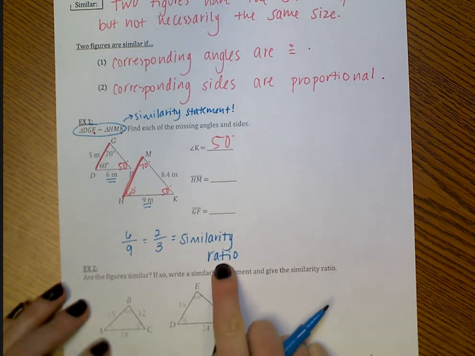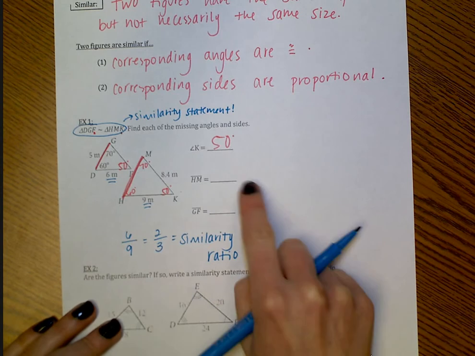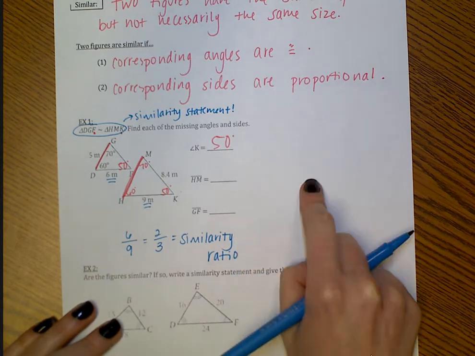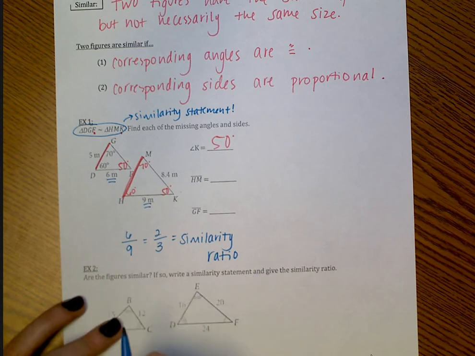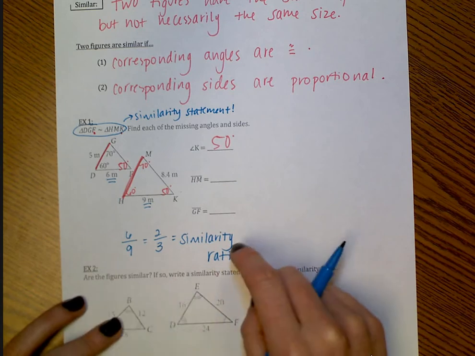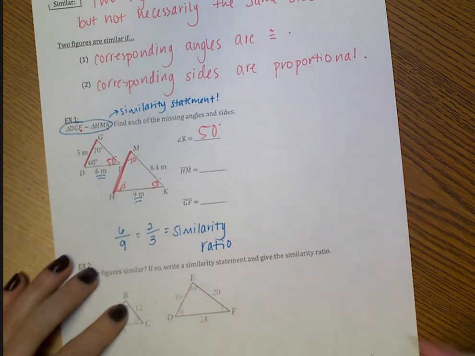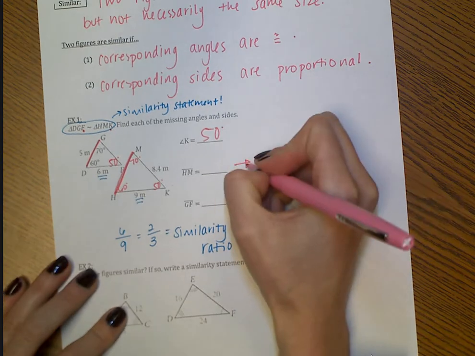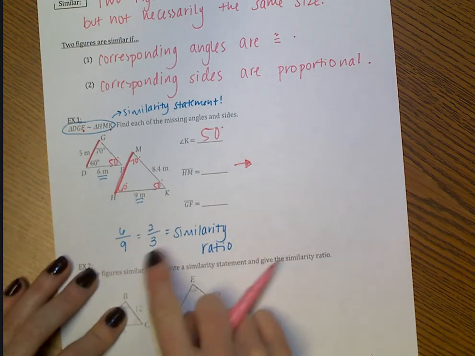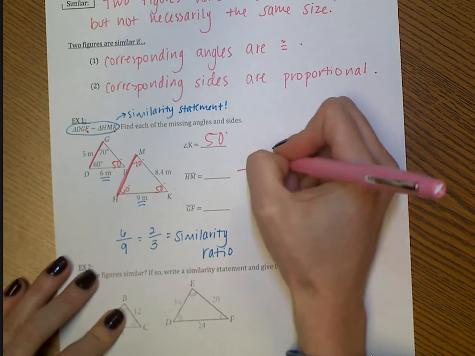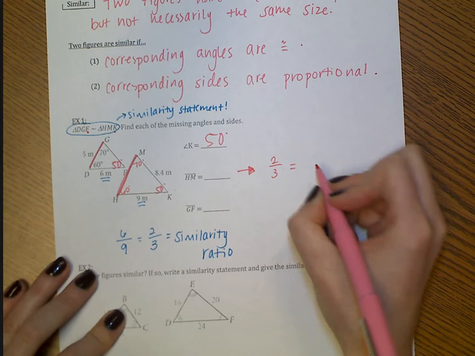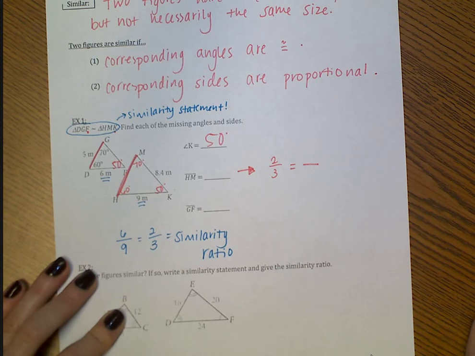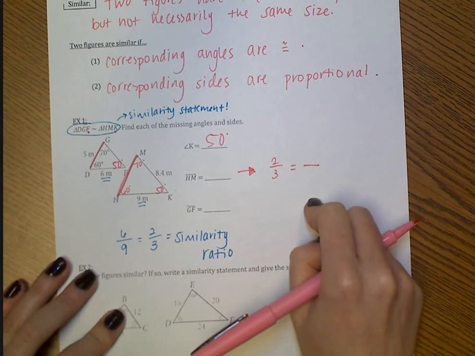Okay, you use the similarity ratio to find missing sides in similar figures. And really, all unit, if I'm finding a missing side, I need to set up a proportion. So here's what I'm going to do to find side HM. I'm going to take the similarity ratio, 2/3, and I'm going to use it in a proportion. And I'm going to have HM being used on the other side.